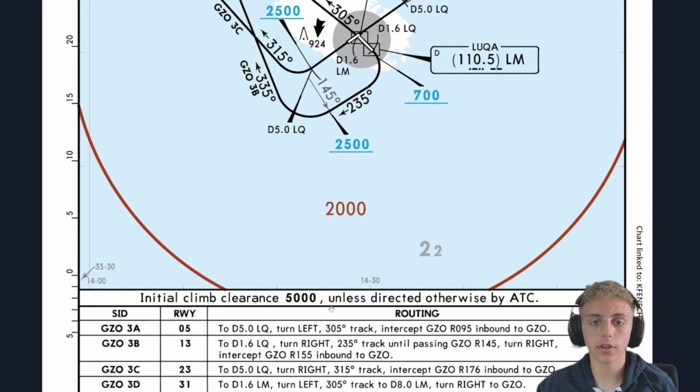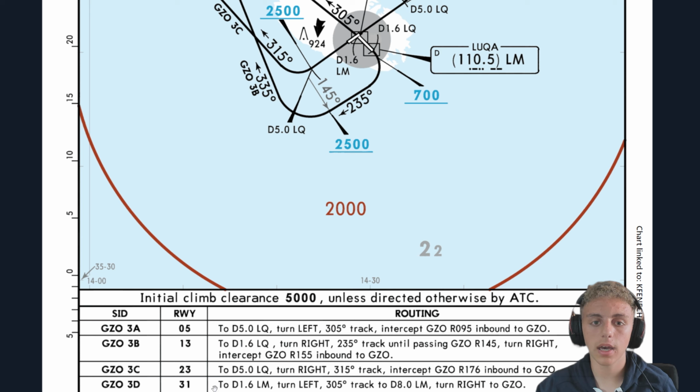We will come down here and look at the bottom part. Initial climb clearance is 5,000 feet. So if ATC does not tell you anything, don't climb to your cruising altitude. You have to climb to 5,000 feet. Then after you're done with the departure, you may climb to the altitude directed by ATC. But if ATC gives you another altitude, such as 7,000, you have to climb to that altitude.